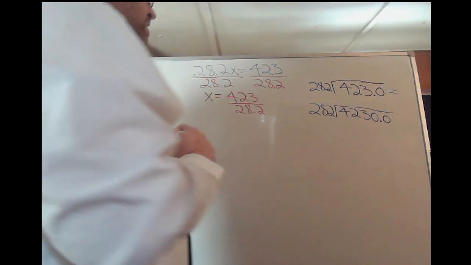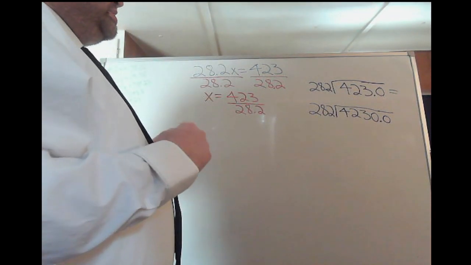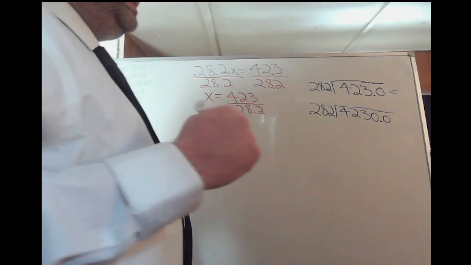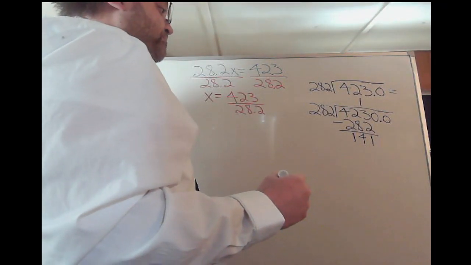Okay? So now we got to figure out how many times does 282 go into 423? One time. It goes in once. 1 times 282, well, that's just going to be 282. If you subtract 282 from 423, what are you going to get? 3 minus 2 is 1. That'd be like a 12 minus 8 is going to be 4. 4 minus 2 would be 2. So your answer is going to be 141.